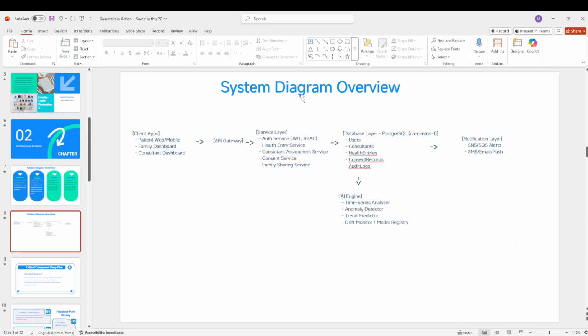Here is another view of our system diagram. You can see that our front end sends a request to the API gateway that forwards it to our Lambda functions, which then interact with the database and allow access for our AI engine that should alert both the patients and their healthcare provider should there be an anomaly.